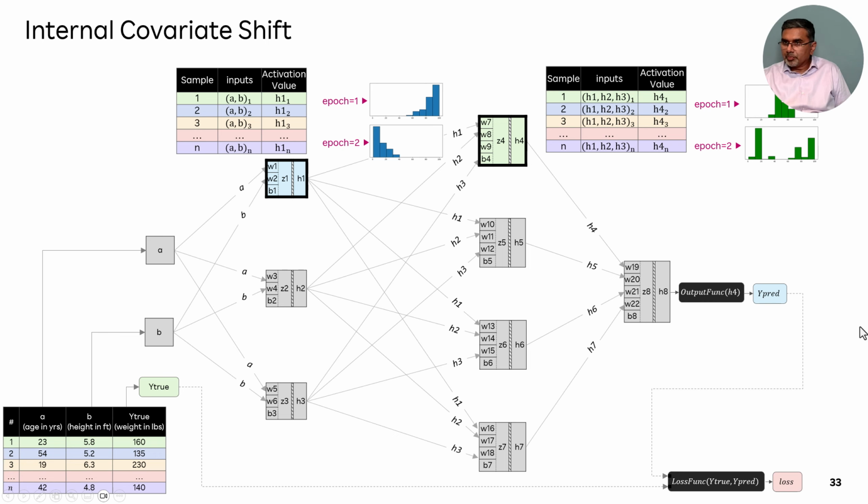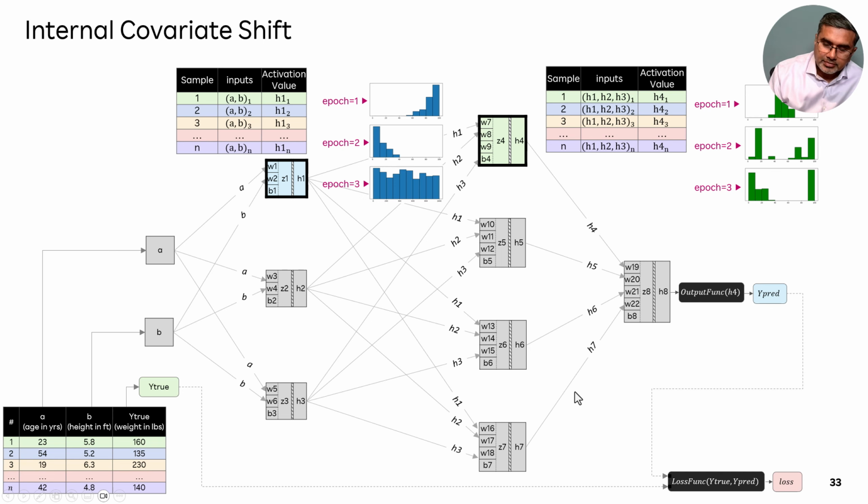Again, you make a prediction and calculate the error, backpropagate, adjust all the weights and biases, and run it through the third epoch. Now the distribution shifts like this. For this one, it shifts like that. By the way, the same thing can apply to each neuron. The distributions are different. As you can see, there is shifting happening in the internal layers.